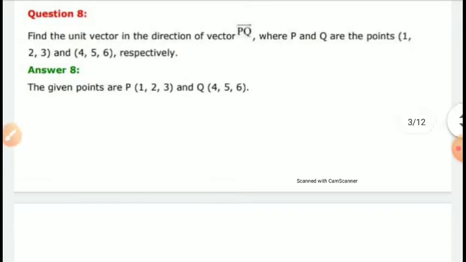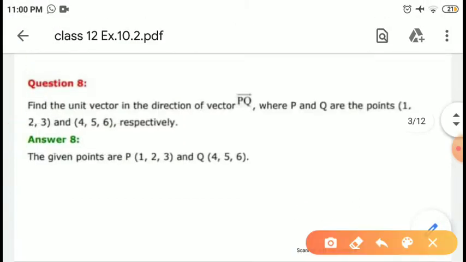The eighth question is given to you: find the unit vector in the direction of PQ, where P and Q are the points given to you. Now here it is given what to do. Already we have discussed this in two dimensions. OQ bar minus OP bar, that means 4 minus 1 is 3, so 3i; 5 minus 2 is 3, so 3j; 6 minus 3 is 3, so 3k. So the PQ vector is 3i plus 3j plus 3k.